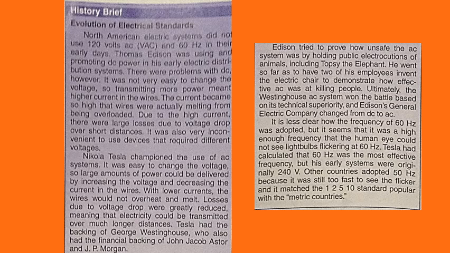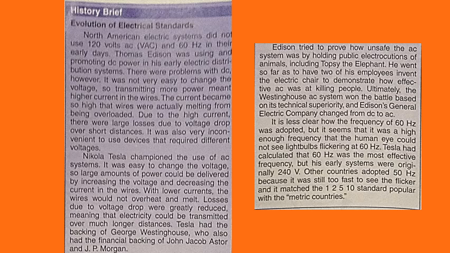Brief history, as it is interesting to know the history of some of the electronic and electricity pioneers and inventions and technologies and their developments. The evolution of electrical standards. North American electric systems did not use 120 volts AC or VAC and 60 Hertz in their early days. Thomas Edison was using and promoting DC power in his early electric distribution systems.